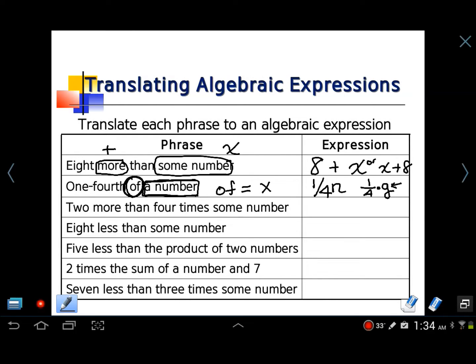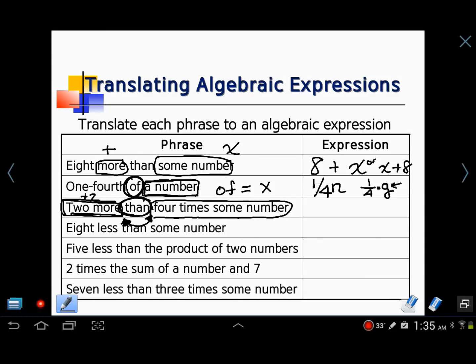2 more than 4 times some number. Okay, now this is a little bit more complicated. 2 more tells me that we're going to be adding 2. Now that word than, a lot of times, that's one of our switcheroo terms, which tells you that things are going to be switched around. I know that sounds kind of obvious, but 2 more is written first here, and if you have that word than, that tells you to write it after that, and what's written after that, you're going to write before. That sounds kind of confusing, but that word than is our switcheroo word.